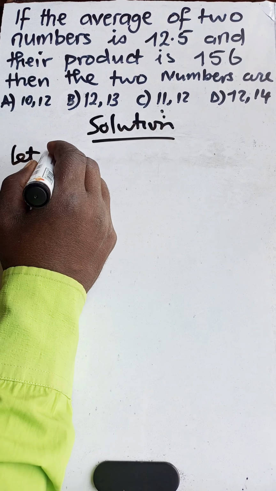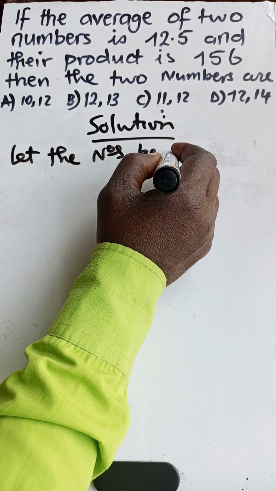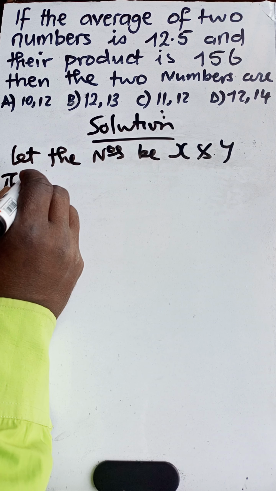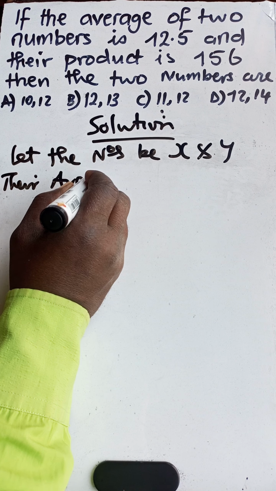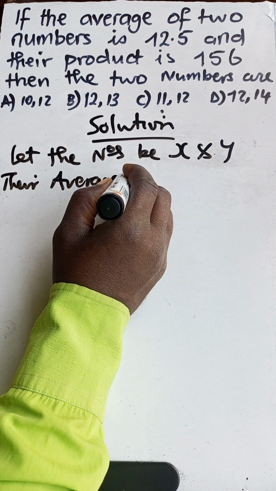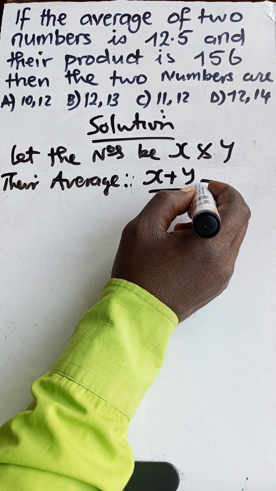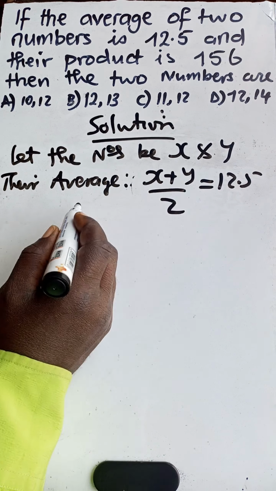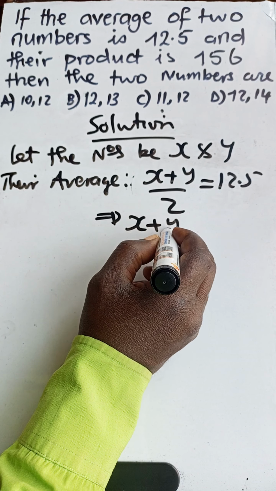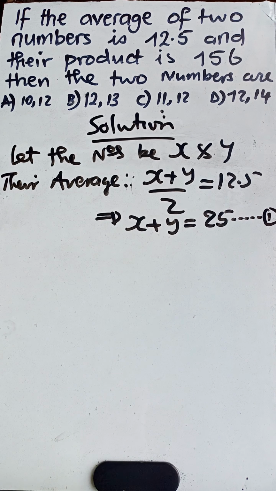Since we don't know the two numbers, we can say let the numbers be, for example, x and y. Now we are told their average. Average of two things means we add the two things and divide by 2. The average is 12.5. If we multiply all through by 2, we're going to have x plus y is equal to 25. We can call that equation 1.